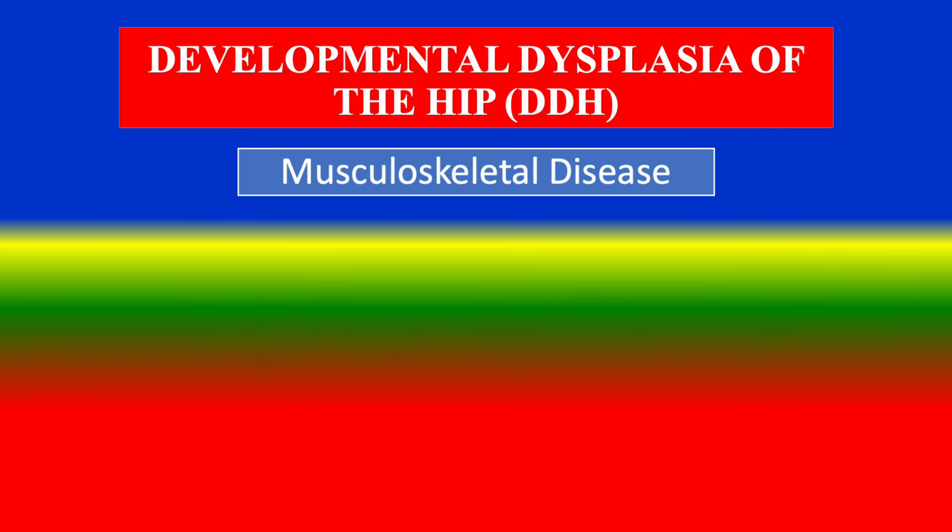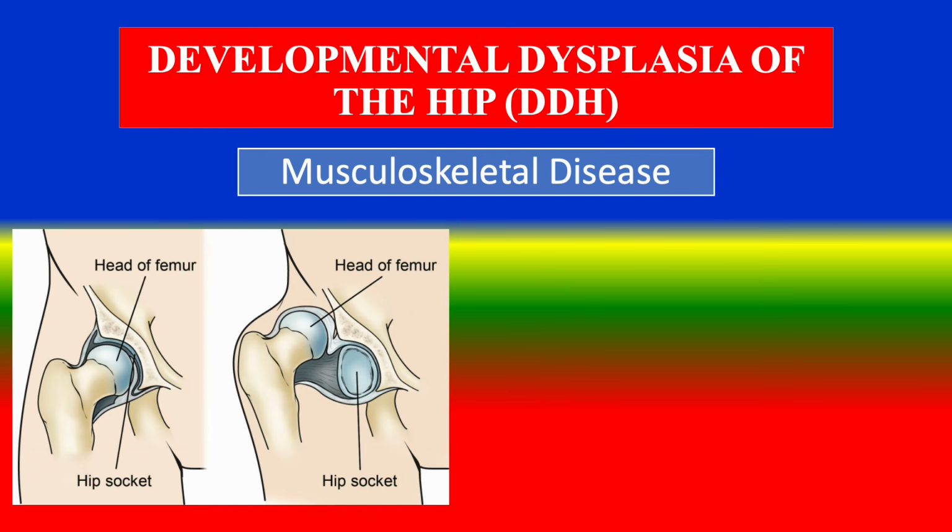Developmental dysplasia of the hip, DDH, is a musculoskeletal disease of infants or early childhood. Look at this picture, which shows a normal hip joint and dysplasia of the hip. Look at this, the head of the femur is displaced from the acetabulum cavity.